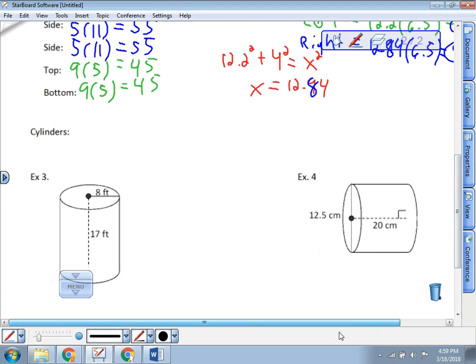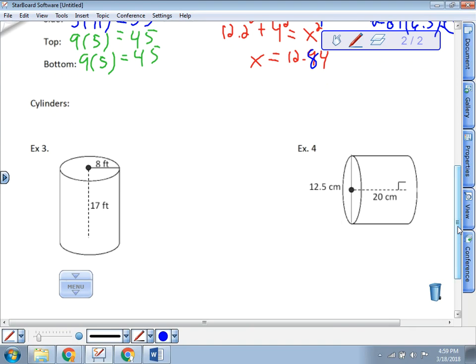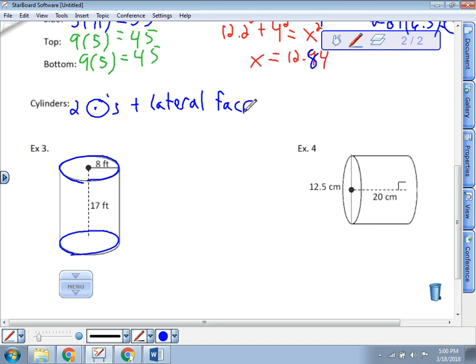Okay, now cylinders are a little bit different. You notice a cylinder has two circles, one at the top and one at the bottom. So we're going to have two circles, plus this lateral face. Now this lateral face is kind of this piece right here. If I were to cut this along the dotted line, believe it or not, it would roll out into a rectangle, where this would be the height, and this distance across the top would be the circumference.